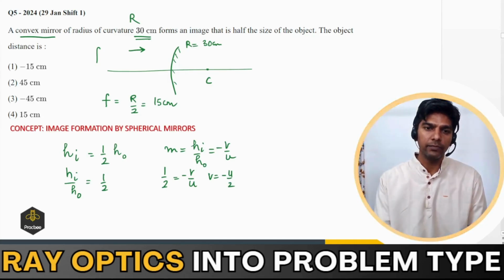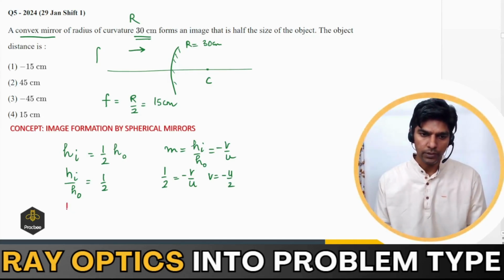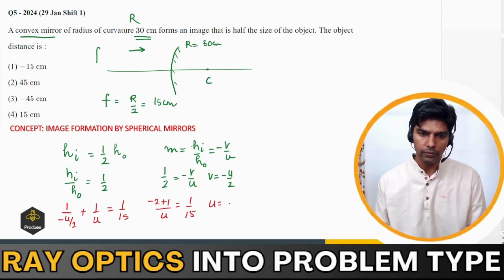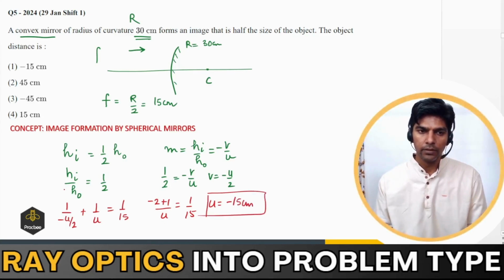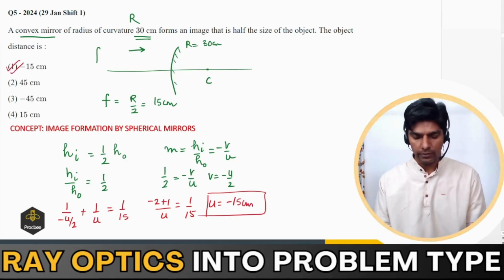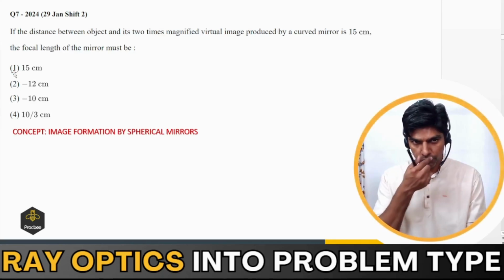Now we can apply the mirror formula. So 1 by V can be written as minus 2 by U, plus 1 by U is equal to 1 by F, which is 1 by 15. So from this, it will be minus 2 plus 1 by U is equal to 1 by 15. And from this, U comes out to be minus 15 centimeters, right? So option 1 is the right answer. Now let us see the next question.